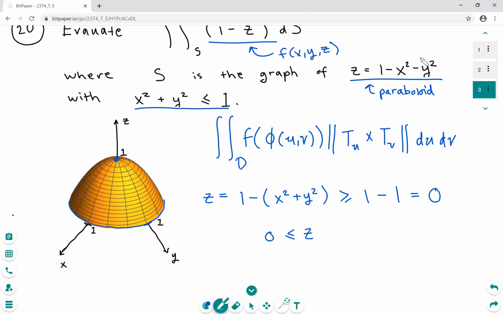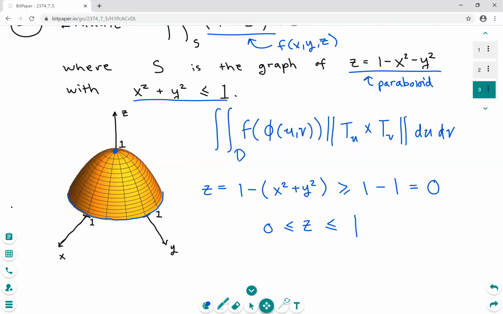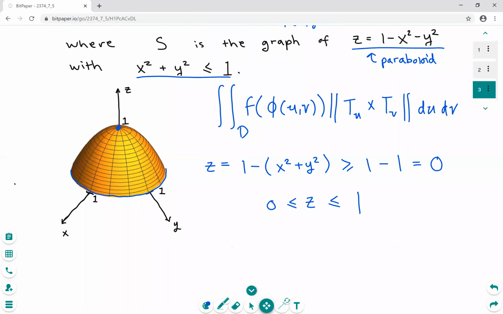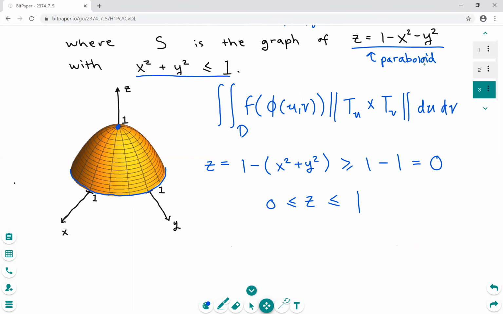And, of course, just the graph of the paraboloid, 1 minus x squared minus y squared, has the condition that z is less than or equal to 1, since x squared and y squared are both going to be positive numbers, and it will be equal to 1 when x and y are both 0. So that's how you get a grasp on the actual surface S before coming up with this parameterization.